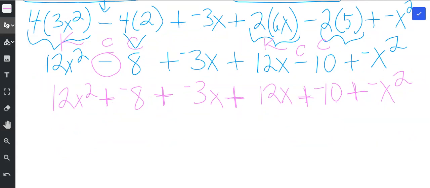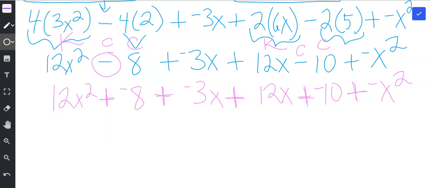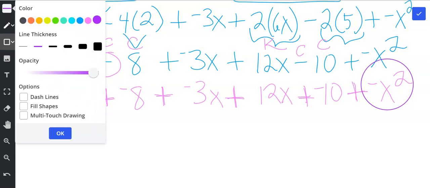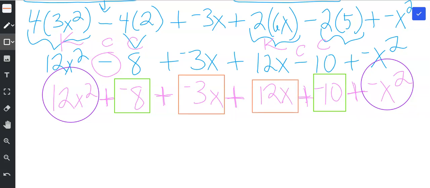And I'm going to go to my circle tool actually now, and I'm going to grab a different color, and I'm going to go ahead and start pairing my like terms. So I see that I have a 12x squared, and then I have a negative x squared. I'm going to change to a rectangle now, and I'll change colors as well. And I see that I have a constant term, a negative 8, and another constant term, a negative 10. And then finally, I have a negative 3x that goes with the positive 12x.